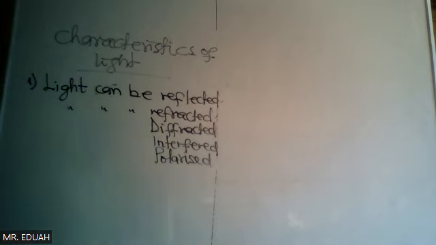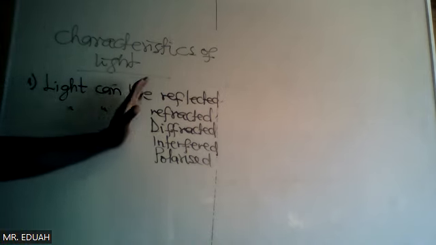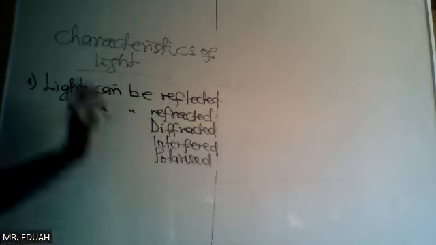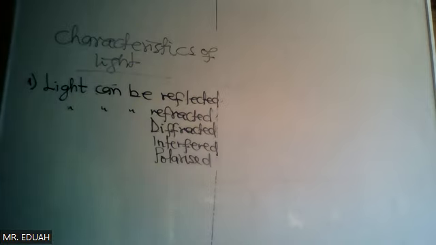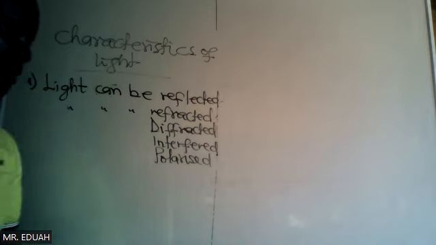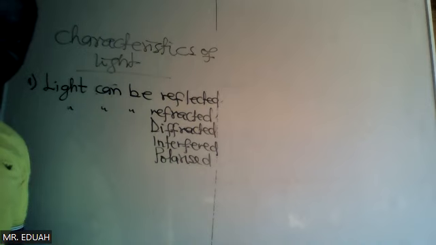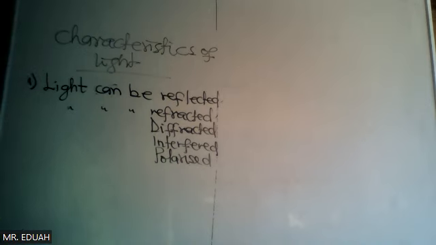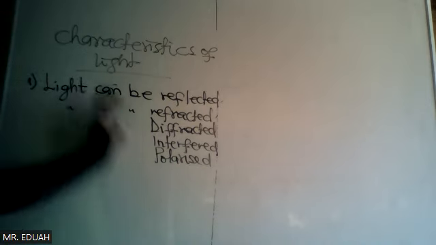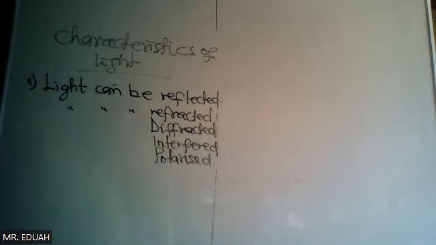Okay, so light energy shows these properties. Can be reflected, refracted, diffracted, interfered, and then polarized. These are the characteristics or properties light shows.